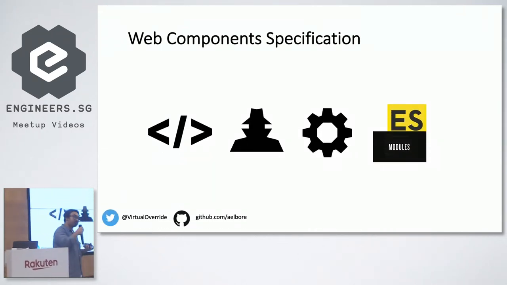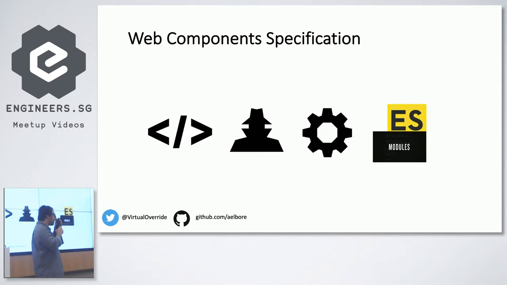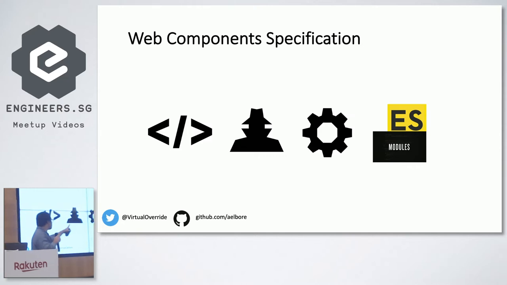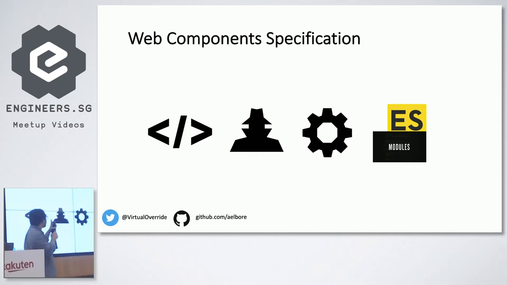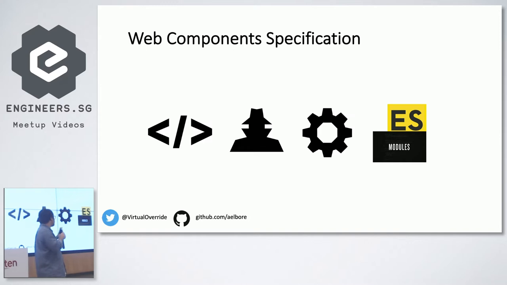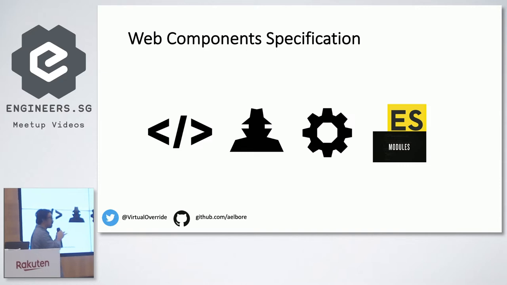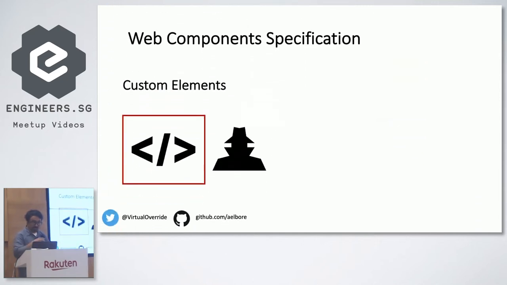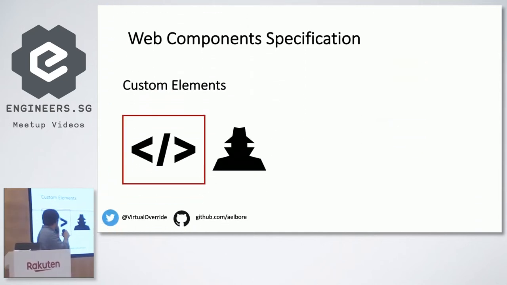So there are four specifications for web components, founded by the W3C or the webcomponents.org. First is custom elements. The second one is shadow DOM. The third one is HTML templates. And the last, the new one, is ES modules. Since I have 20 minutes, I can discuss two, which are the most important: custom elements and shadow DOM. So I will talk first about custom elements.